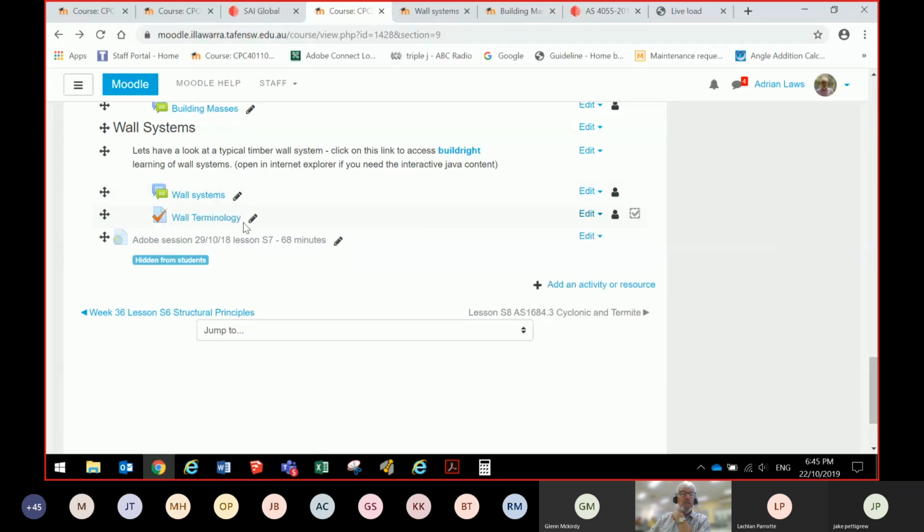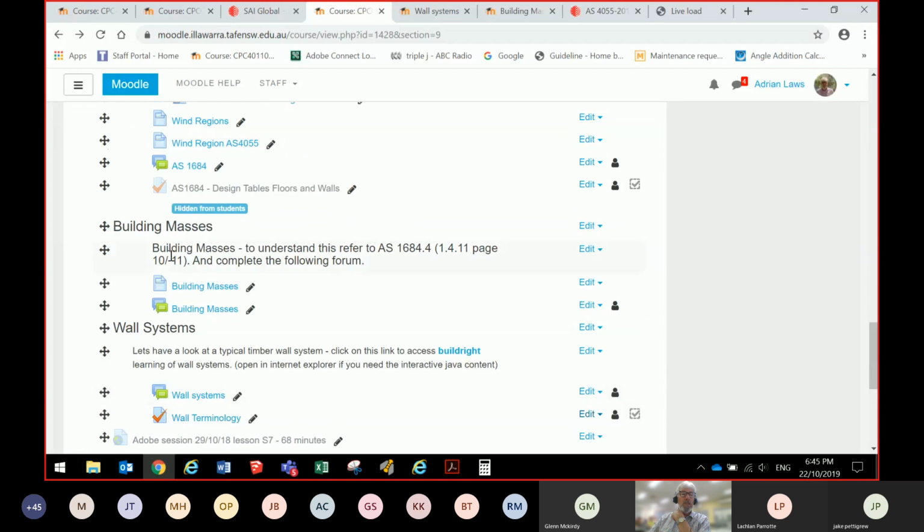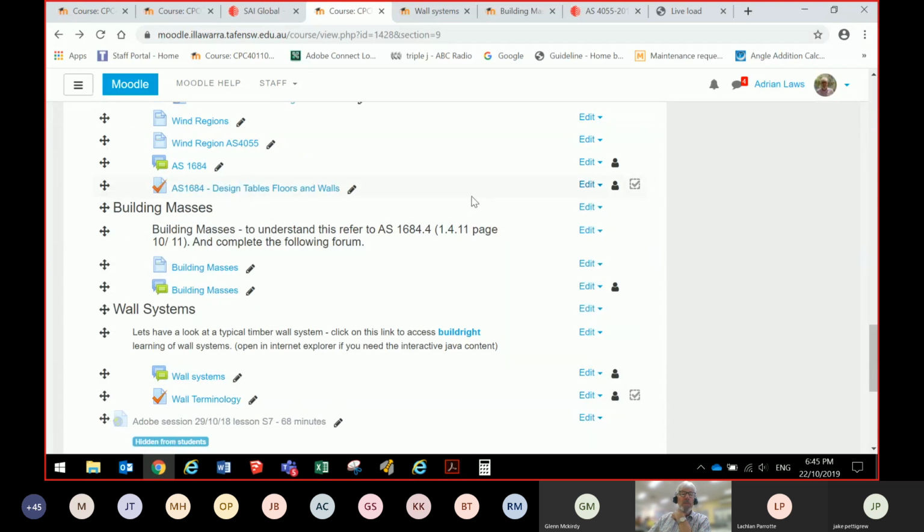So there's a bit of a quiz there for wall terminology. Opening everything up now, there's a quiz there for design tables and floors.